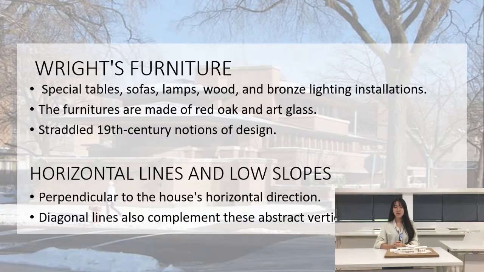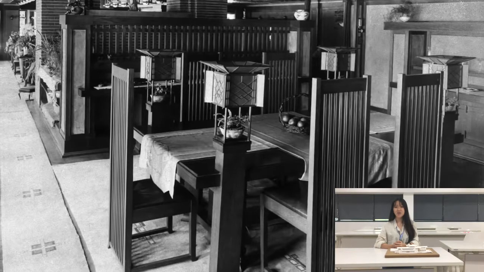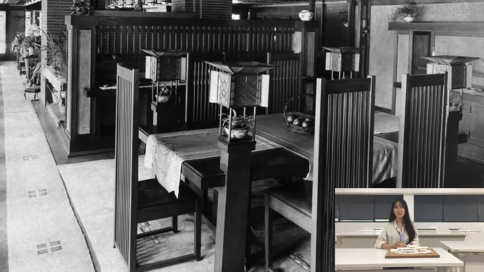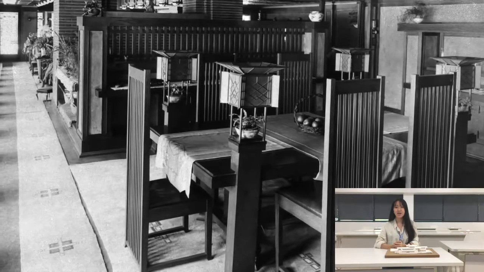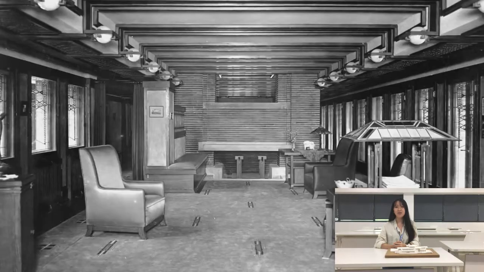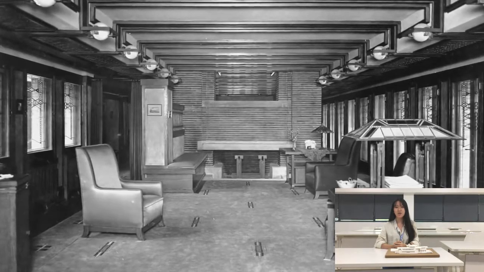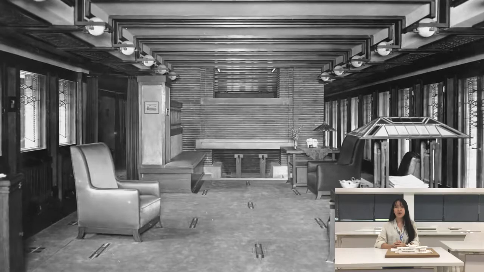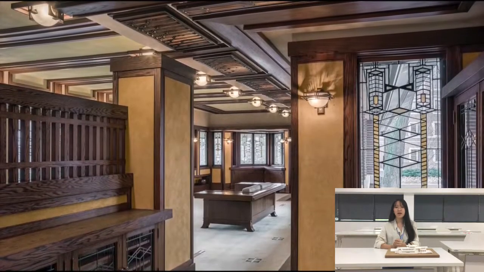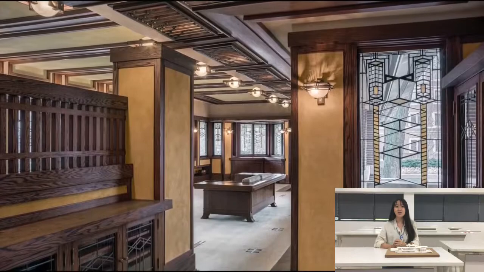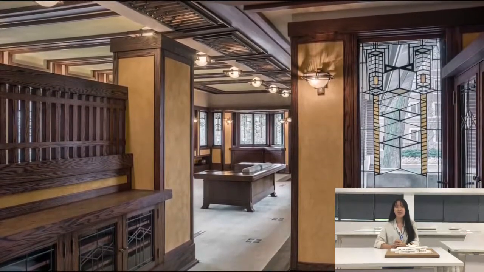The third characteristic of Robie House is Wright's furniture. Wright envisioned special tables, sofas, lamps, and wood and bronze lighting installations. The attached lamp represents Wright's period design, combining 2 pieces of furniture. The dining table and chairs are made of red oak and art glass. This close-up of the globe light with a square frame illustrates how Wright stressed the notion of design.